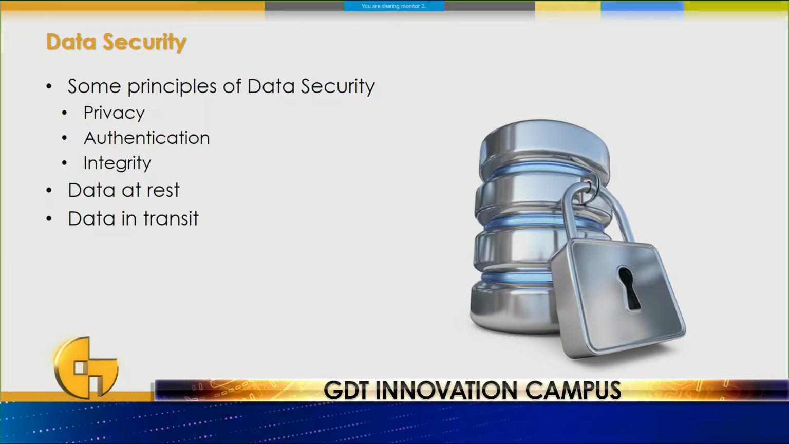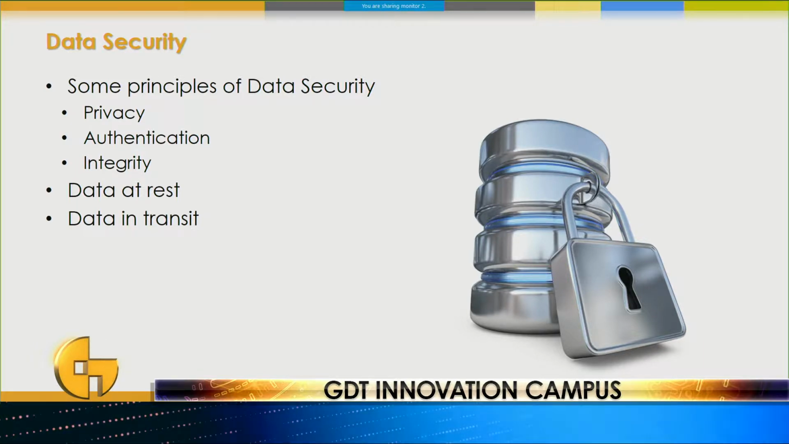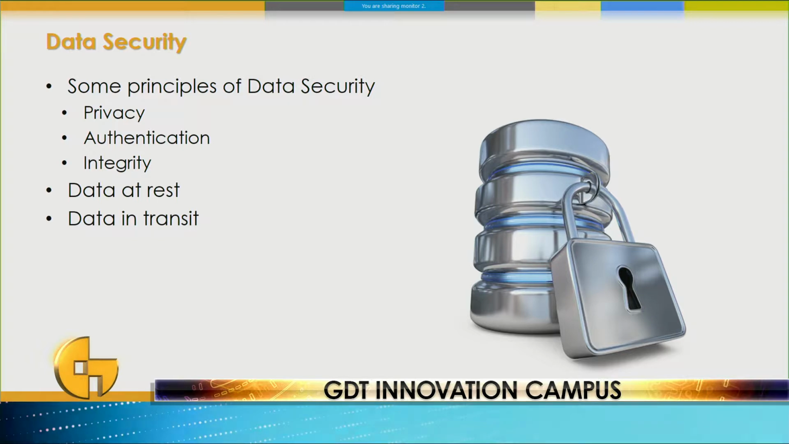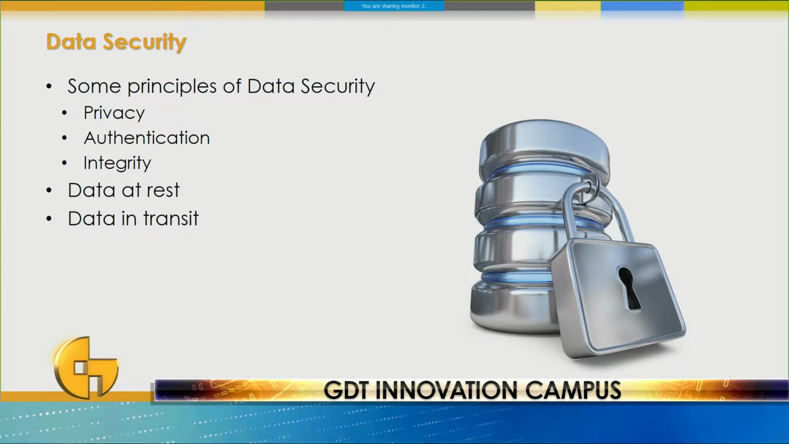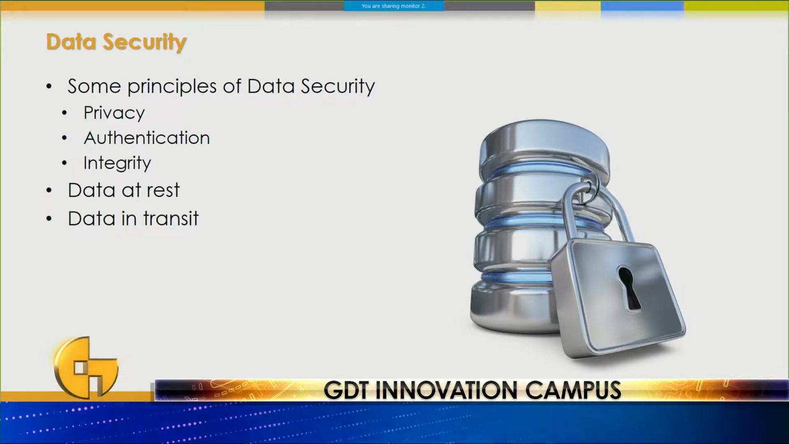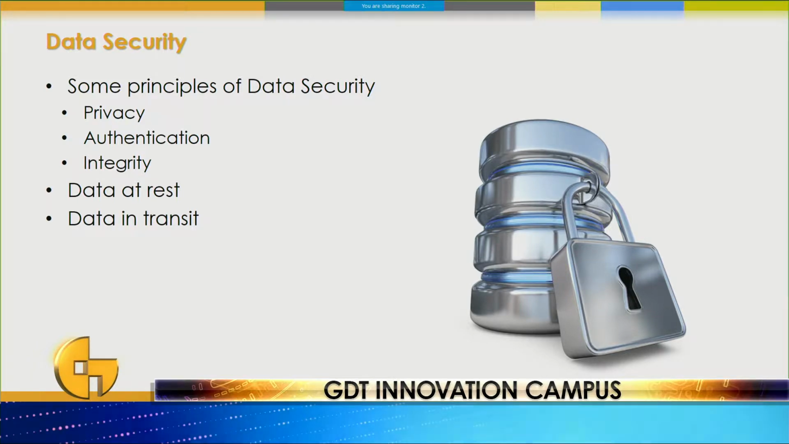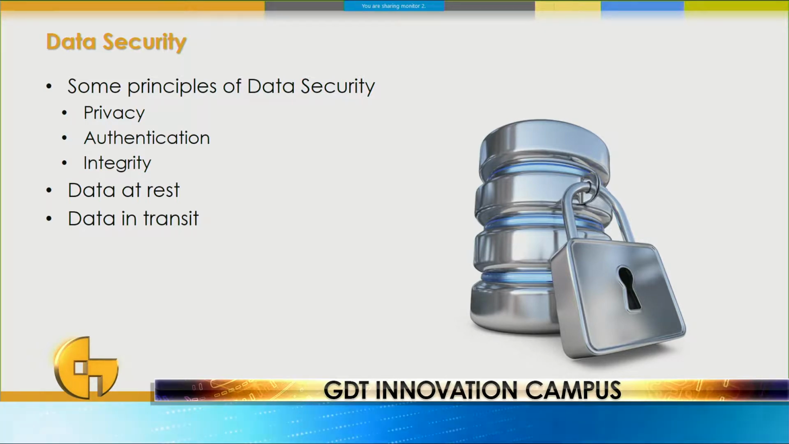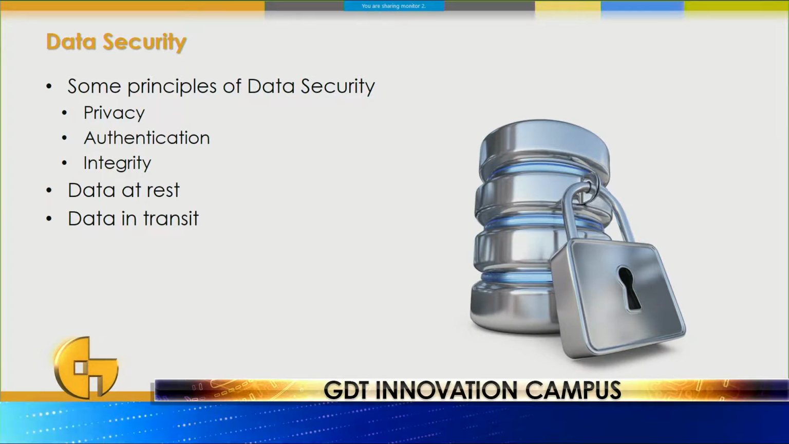sent. That's integrity. Integrity and authentication are a similar idea. Integrity means the data that you get is what the other person sent. Authentication means you can verify the identity of the person who sent you data. Those are the basic concepts of what we're aiming for with data security.